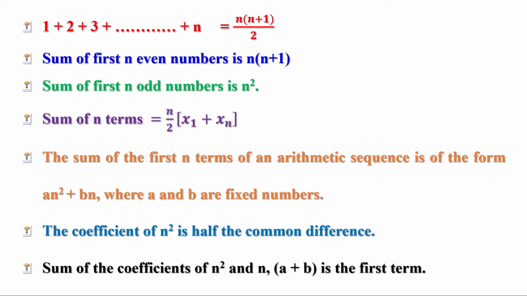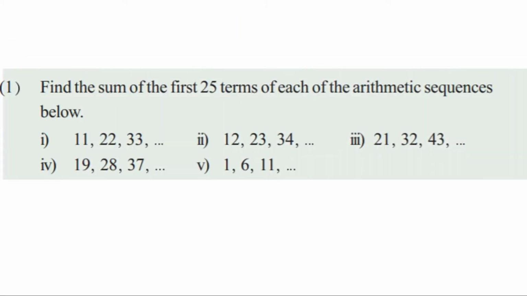Then there were three homeworks. Let us check the answers. The first one: find the sum of the first 25 terms of each of the arithmetic sequences below. Let us take one by one.